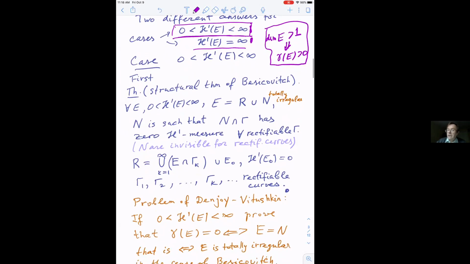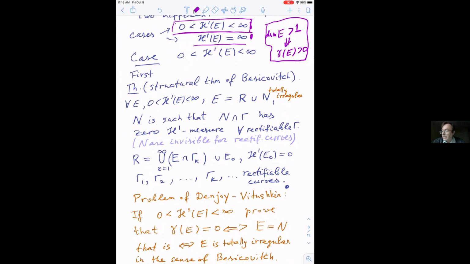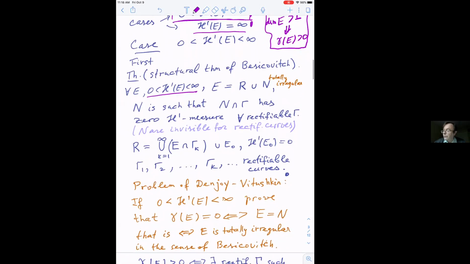But first, let me remind you of the so-called structure theorem of Besicovitch. It's a theorem from geometric measure theory, and it gives a structure to such sets. So all such sets have structure. And the structure is the following. Every such set can be decomposed, basically canonically decomposed, into 2 pieces, R and N. N is called totally irregular in the sense of Besicovitch. A set is called totally irregular in the sense of Besicovitch if it has the following property.